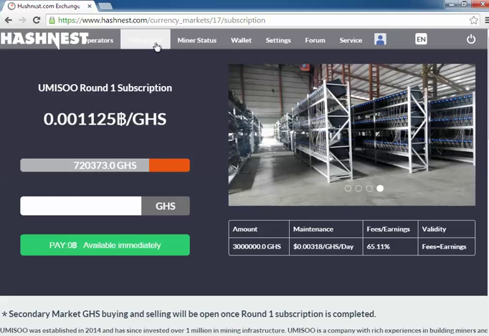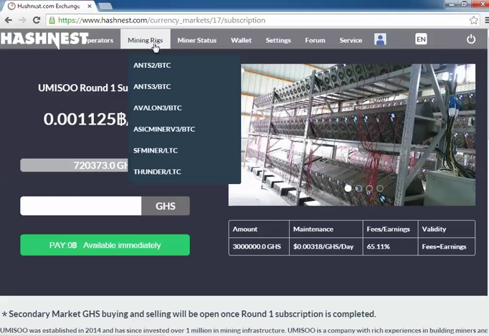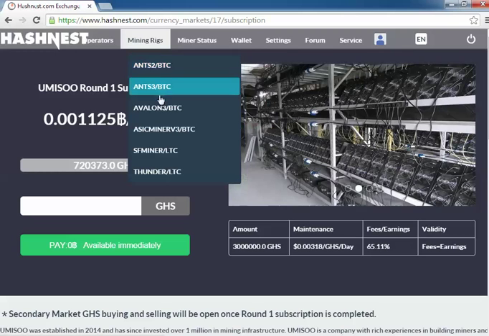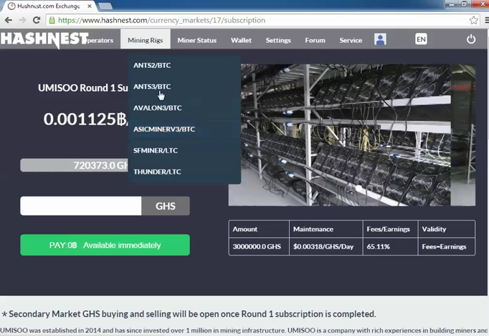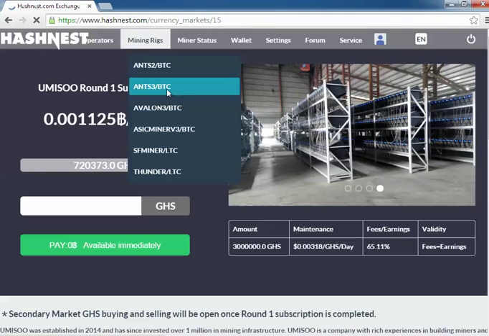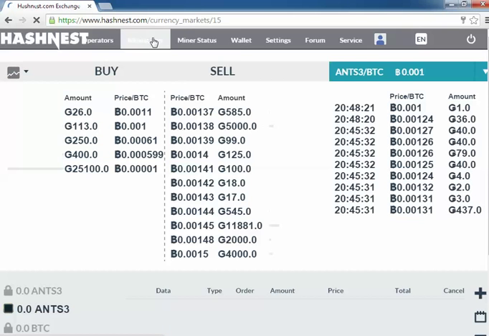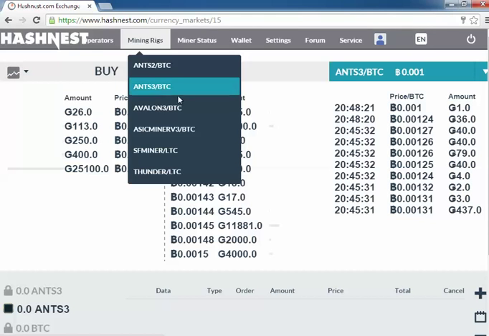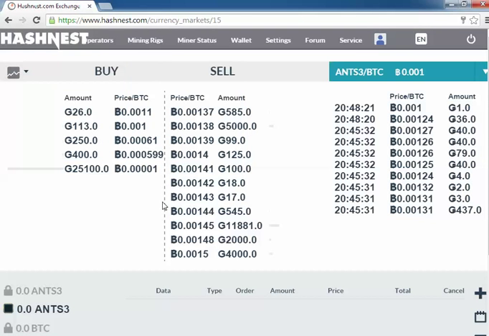You can also buy hashing power by specific mining rigs. For example, Antminer S2, S3, the Avalons and the ASIC miners. We'll go into these and have a quick look. The Antminer is again a Bitcoin miner. It says it's along here where it says Bitcoin or Litecoin. This one is a secondary market, it tells you what hashing power people are selling at the minute and what people are looking to buy at. Obviously if the amount you want to buy at matches what someone wants to sell at, that becomes yours.